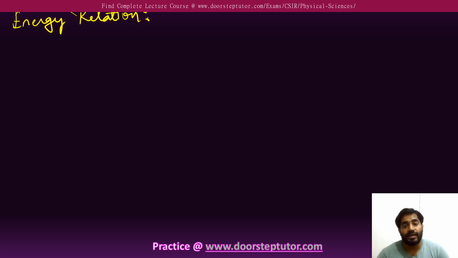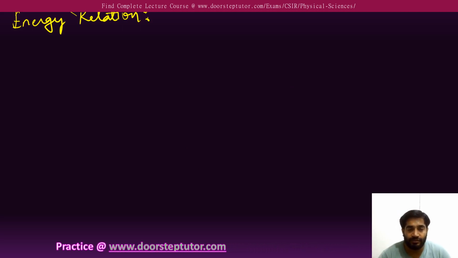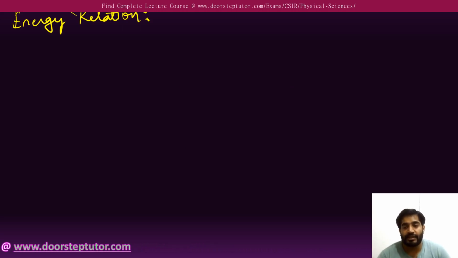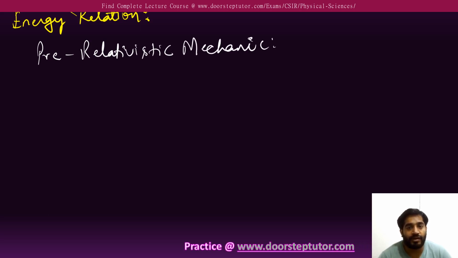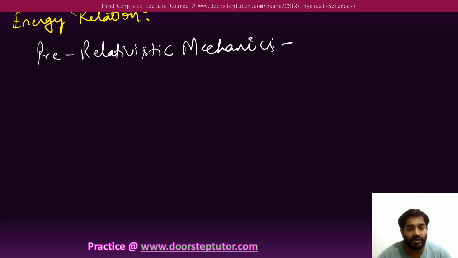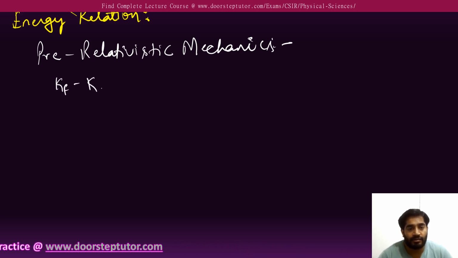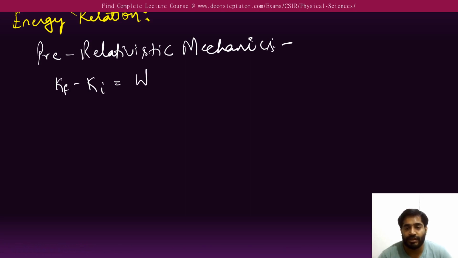We start with the energy relation. In mechanics, the simple thing is the work energy theorem, and here we are in relativistic mechanics. So what is the work energy theorem? It's K final minus K initial is equal to the work done. Let this be the change in work done.